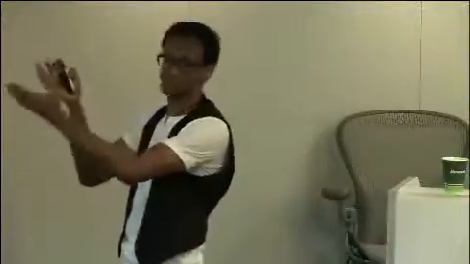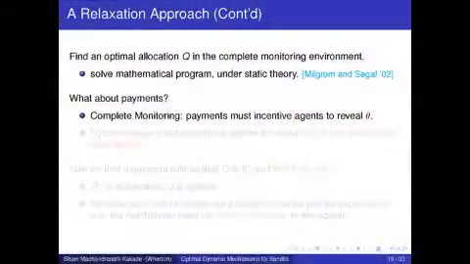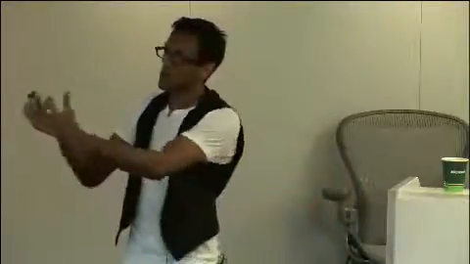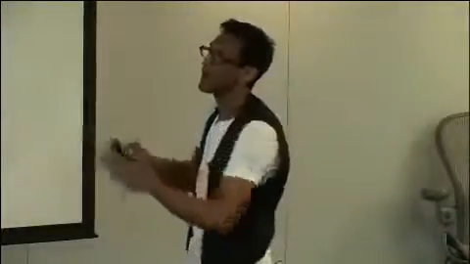So we can find this Q basically on static theory, because we know these constraints. But now the question is, we found this conjectured Q. How do we make it work? So what about payments? In the complete monitoring setting, payments are kind of easy, because we only have to incentivize the agents to reveal theta, because everything else is assumed to be known. The theory from these guys already tells us how to make payments. We really only have to incentivize them to reveal this one piece of information, and we can basically charge them right after they reveal that one piece of information for the future. But the payment scheme here is easy.